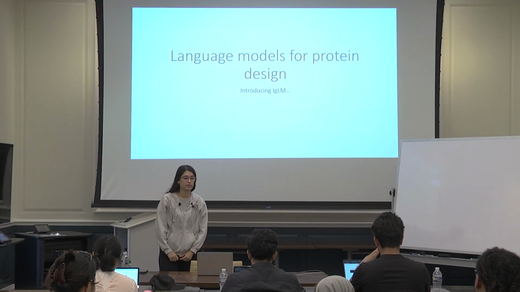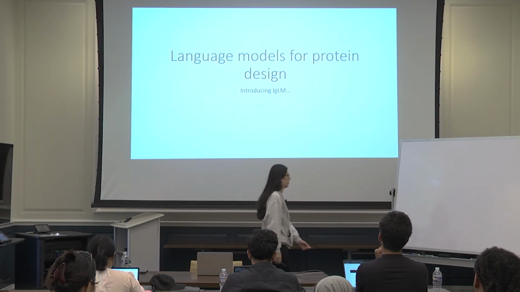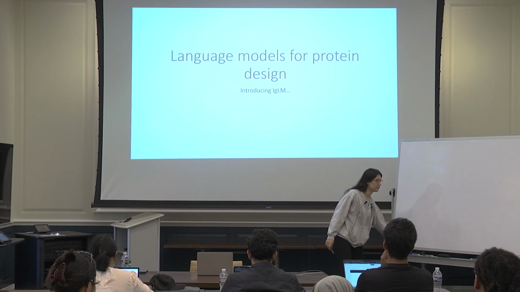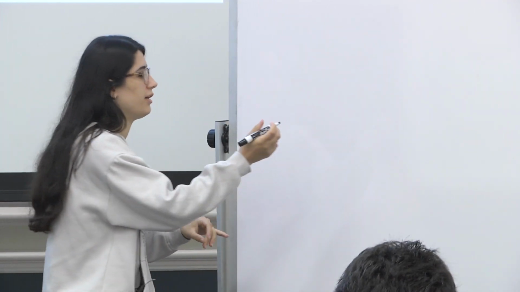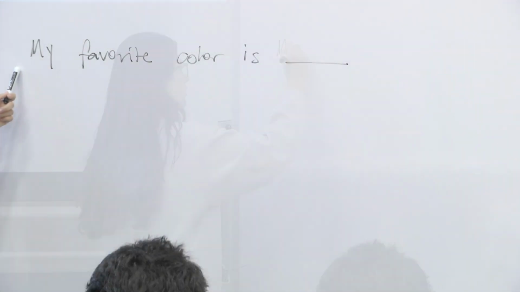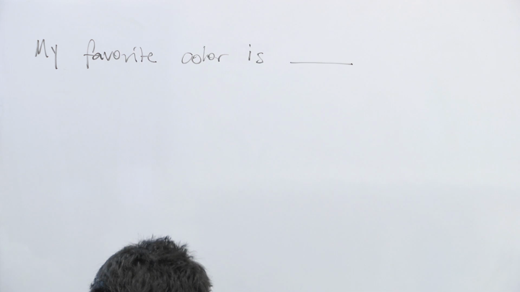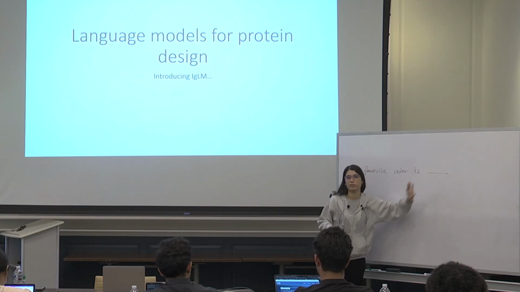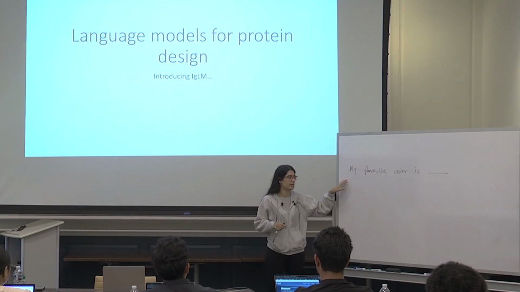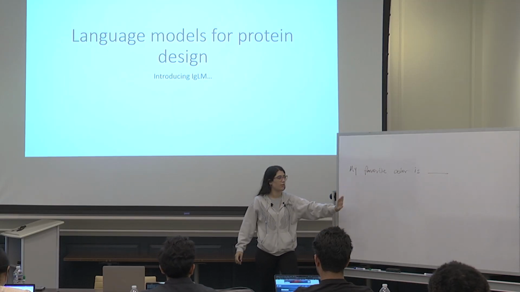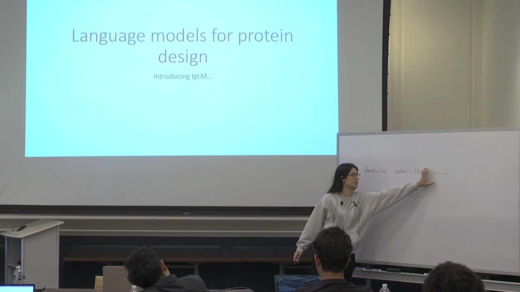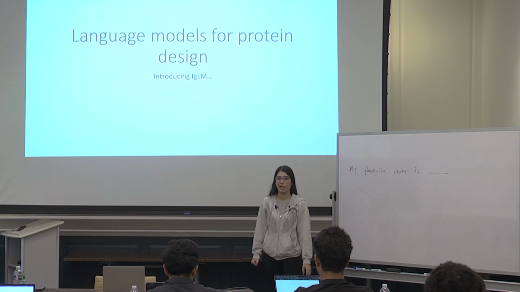So let's talk about language models before we talk about protein language models. In general, in language models, the idea is, let's say I have a set of words. Let's say I have a bunch of sentences, and I'm trying to come up with a model that's able to predict this word. So whenever I have a blank in a sentence, the goal is to predict what word would be best suitable for that spot.